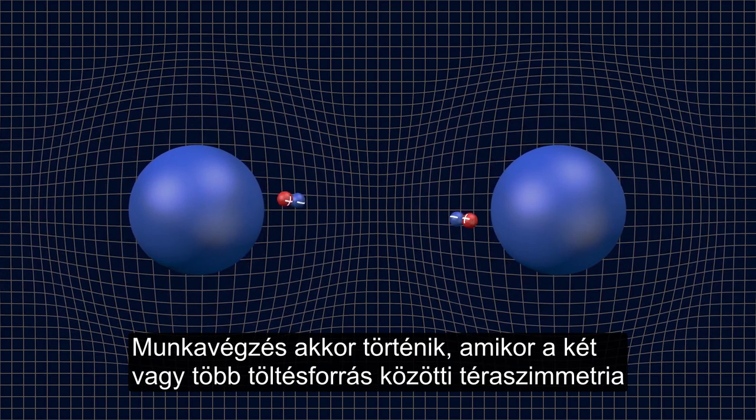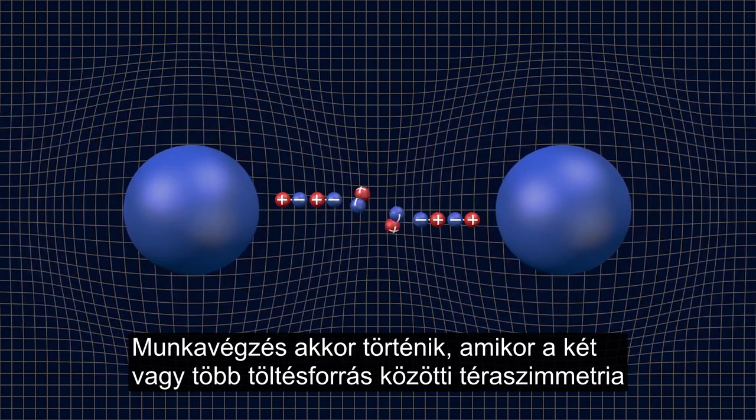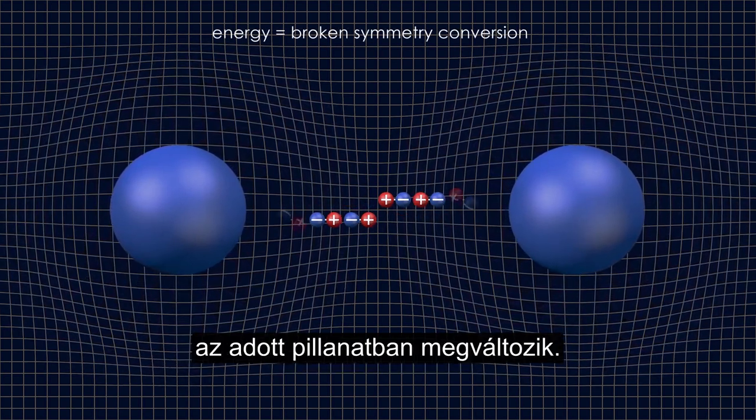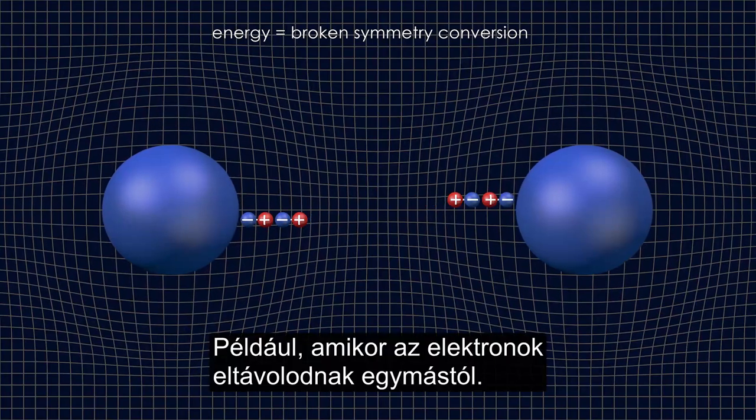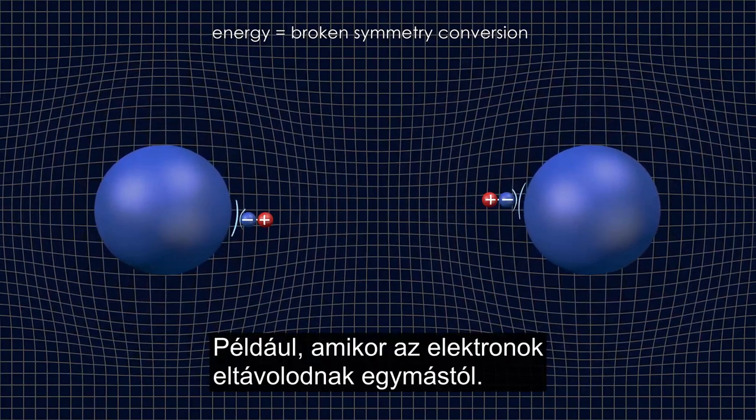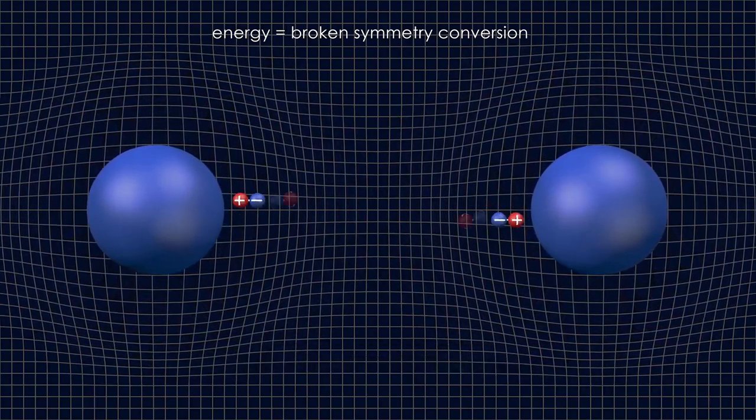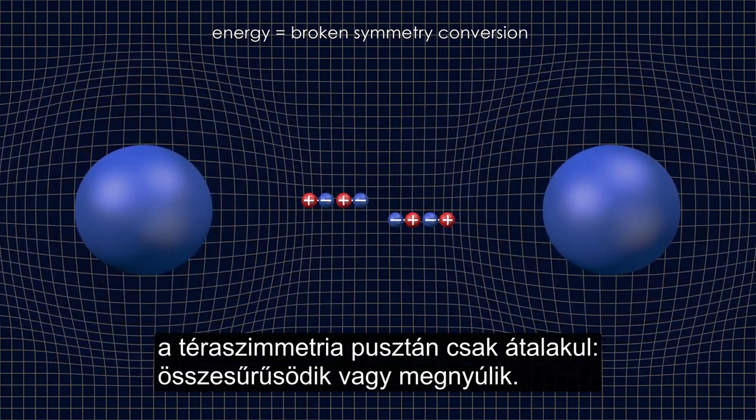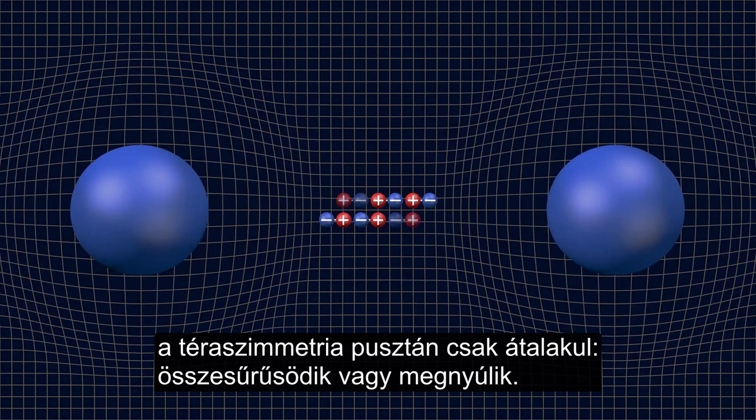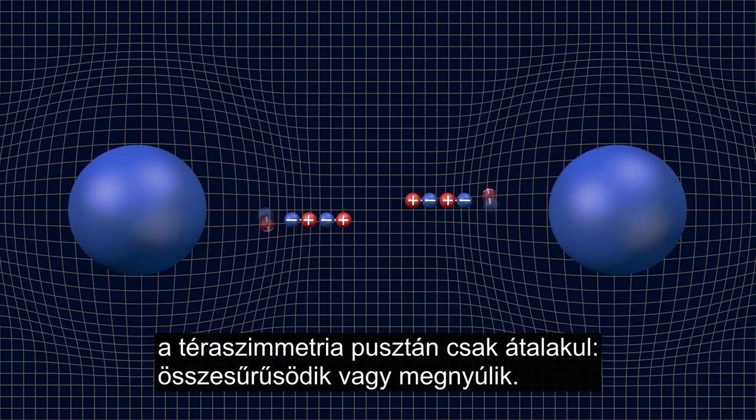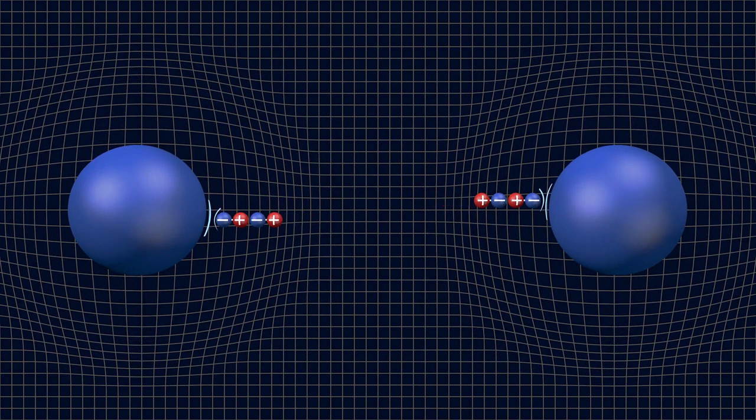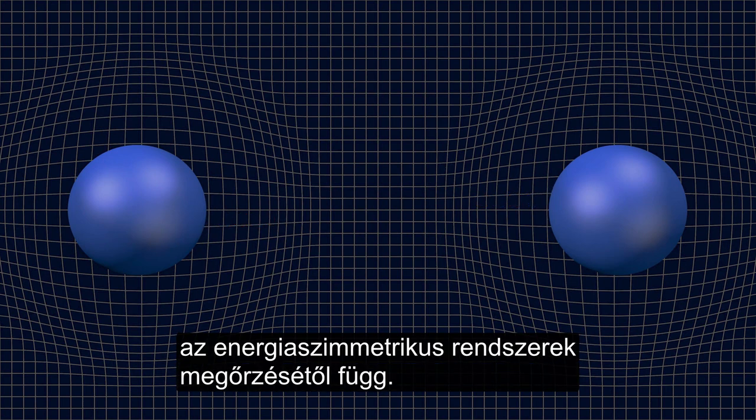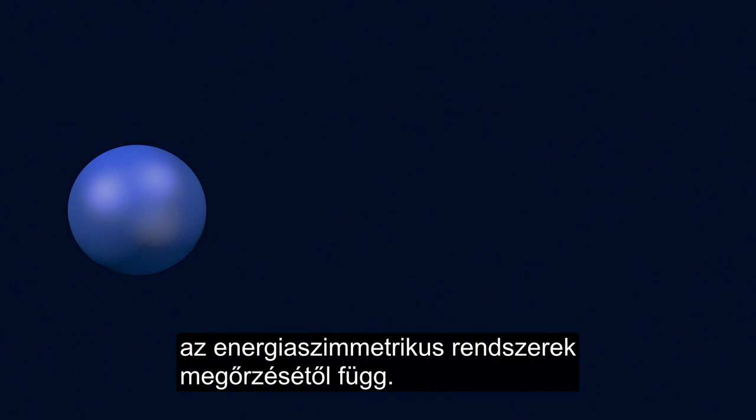Work is done when the space asymmetry between two or more source charges changes at that very moment. For example, when electrons move away from each other. When changing the space asymmetry, the space asymmetry is only shifted, compressed, or stretched. The density of all space asymmetries is in relation to energy symmetric systems conserved.